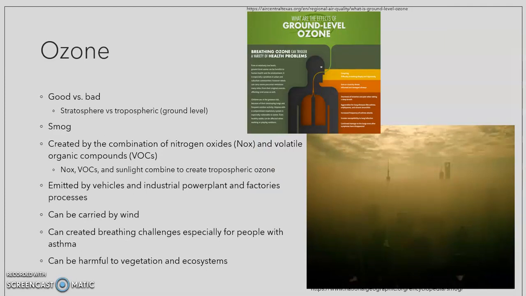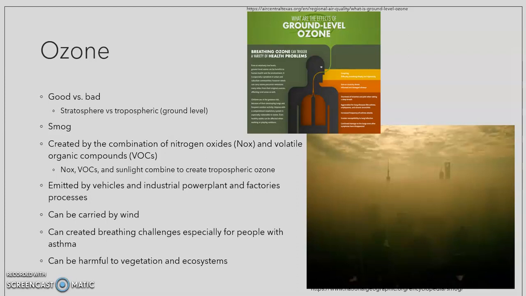So the 6 harmful pollutants that we're going to talk about, the first one is ozone. So ozone is actually also another name for smog. It's called ground level ozone. And ozone is created by the combination of nitrogen oxides and volatile organic compounds with sunlight, and those create smog.